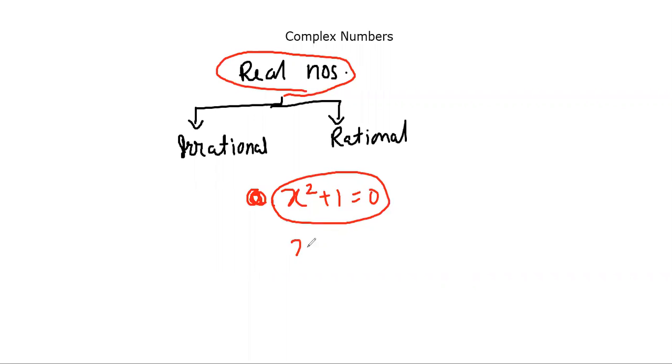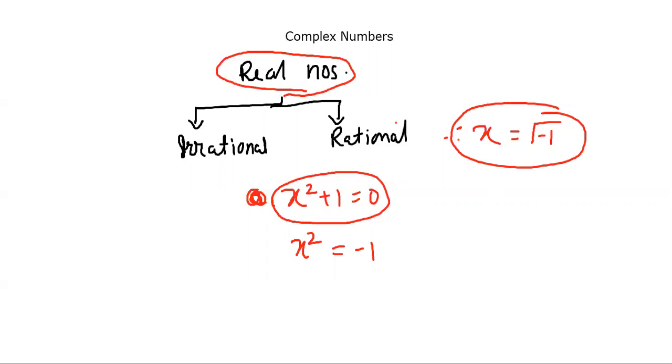See, if I take x square and take that one to the other side, I'll write x square is equal to -1. In the next step, if I take out that square from the other side, it will become square root of -1. Now, this was the difficulty for the mathematicians at that time. What is square root of -1? So this was a challenge in front of them.